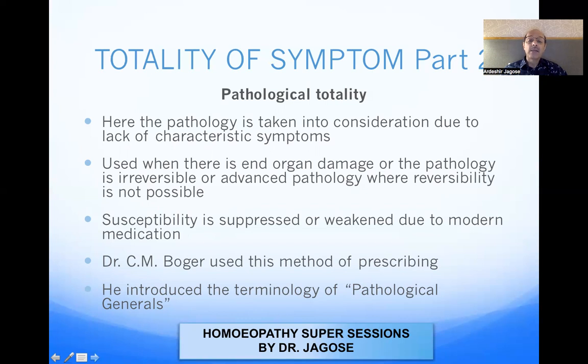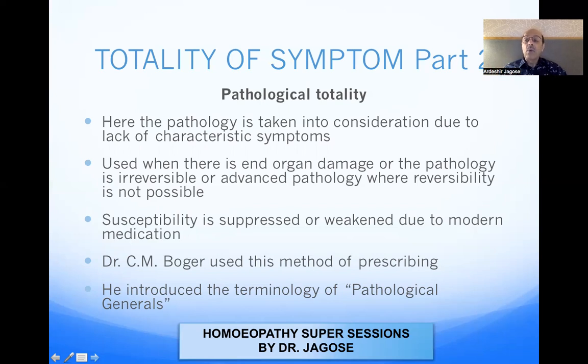Susceptibility is suppressed or weakened due to modern medication, and the patient is overloaded with modern medication, as a result of which the susceptibility is weakened, it is feeble, it is suppressed, and it is not strong enough to throw out the characteristic symptoms. Here, Dr. C.M. Boger used the method of prescribing. So Dr. C.M. Boger said that every time you cannot go according to a Kentian method by taking the mentals, the physical generals, the physical particulars, and lastly the pathology.